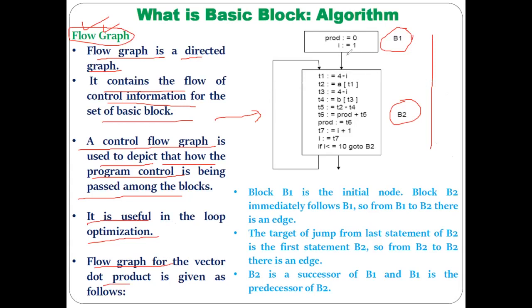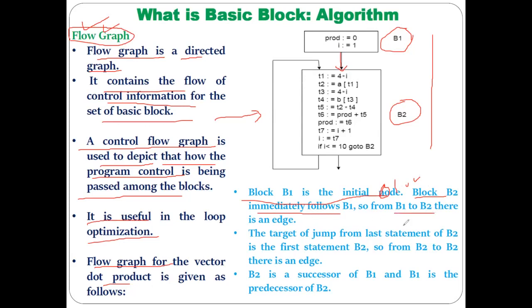Okay, so from basic block B1 to basic block B2, the arrow is shown because block B1 is the initial block, or the initial node, and block B2 appears immediately after B1. That is the reason from B1 to B2 the arrow is shown like this. Why is the arrow shown from B1 to B2? Because after B1 the B2 block is immediately appearing. So that is the reason the edge is shown from B1 to B2.